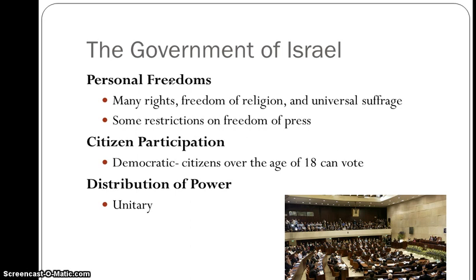Citizen participation is democratic because if you're 18 years or older, you can certainly vote. And power distribution is unitary because all the power is held in the central government.